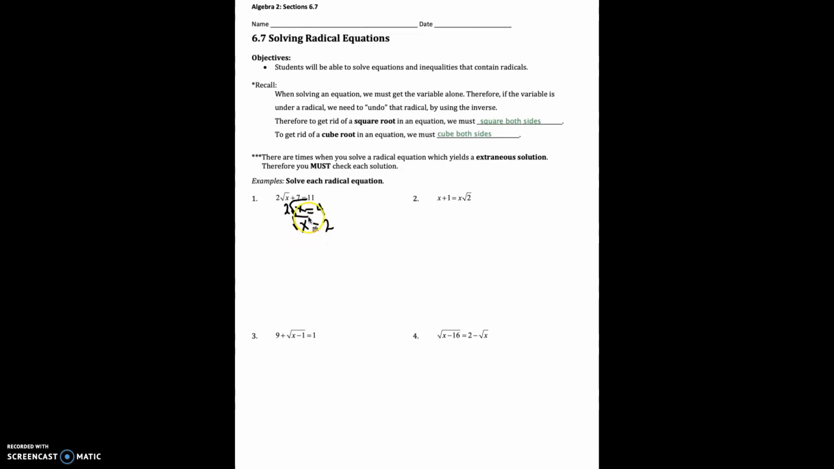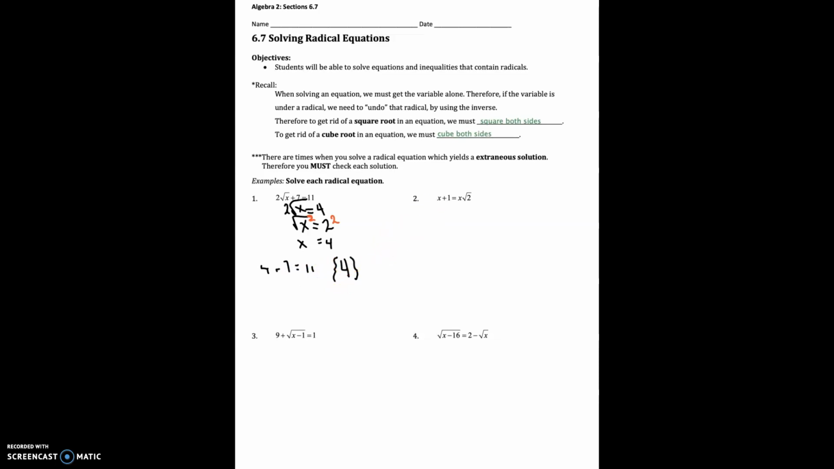So now we're going to square both sides here. Change that to a different color so you can see it a little bit better. And then we're going to go and get x equals 4. So now what we're going to do is we're going to check that. Does it work? So 2 times the square root of 4, that would be 4, plus 7 equals 11, so it works. The answer there in curly braces.